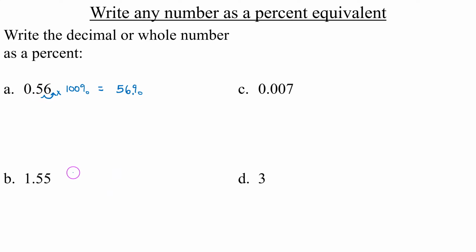So let's look at this one, 1.55. We're going to multiply by 100%, which means our decimal place is going to go right there, and we get 155%. You can have percentages over 100%. It doesn't have to stop at 100%.